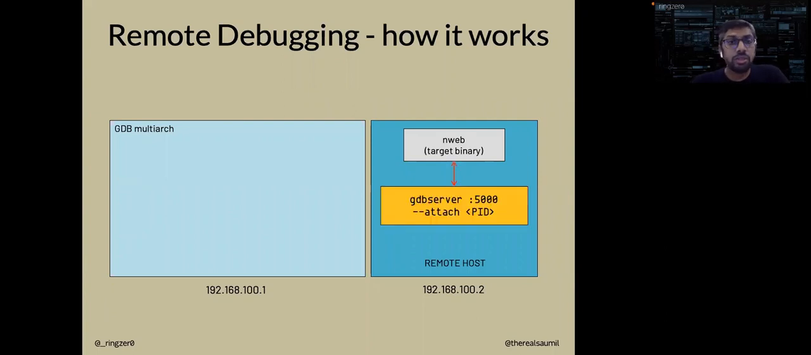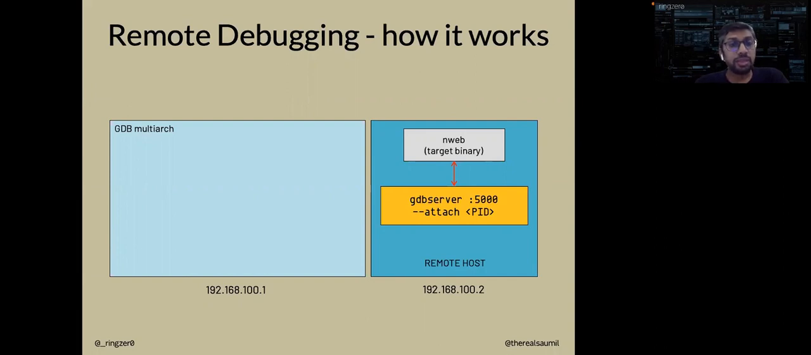So on the remote host, we will run GDB server. The GDB server is that small debugging stub I talked about. You have to have it copied onto the remote host somehow. You invoke it on the remote host and make GDB server attach to the process ID of the binary you're interested in. GDB server can communicate with the host in a number of ways. And the most typical option is to have GDB server listen on a TCP port. In this example, you see it is at port 5000.